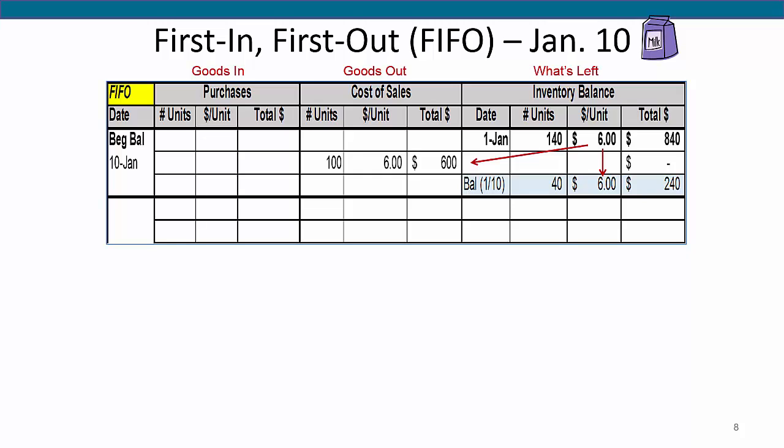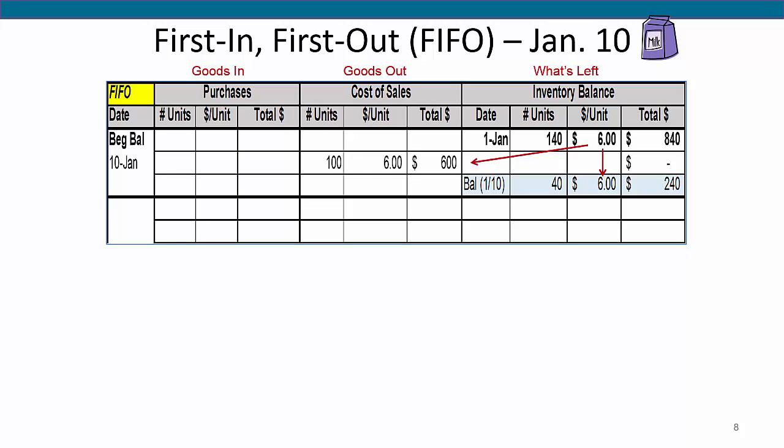This exhibit starts with beginning inventory of 140 units costing $6 each. On January 10th, 100 units were sold, and since the only inventory available to sell from cost $6 each per unit, the $100 worth of bikes sold had a cost of $600. This leaves 40 units costing $6 each for a total cost of $240.